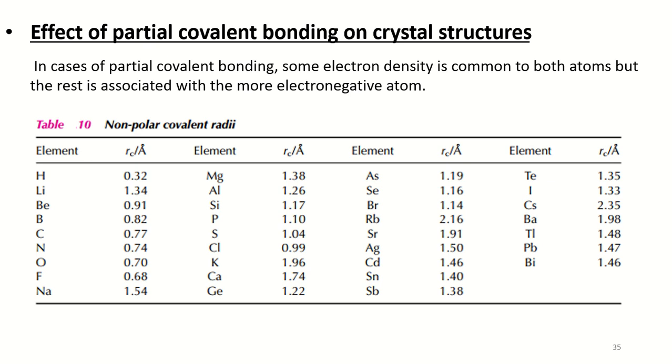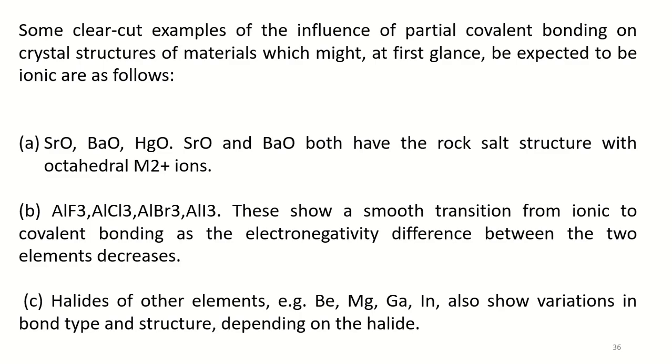Non-polar radii are listed in this table. Some clear-cut examples of the influence of partial covalent bonding on crystal structures of materials, which might at first glance be expected to be ionic, are as follows. For example, strontium oxide and barium oxide both have the rock salt structure with octahedral M2+ ions.